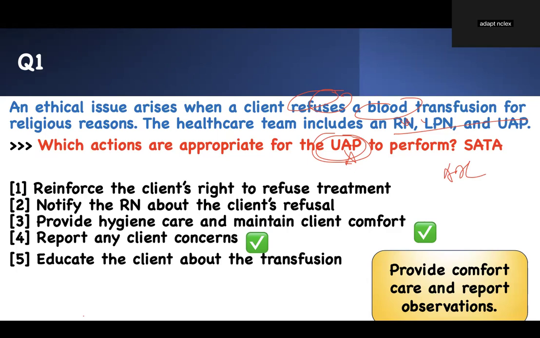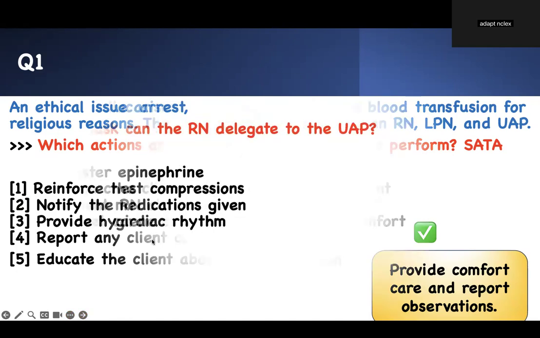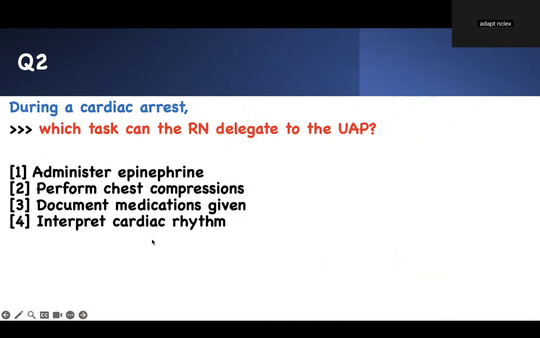So this is the key I want you to pay attention to. They can provide comfort and they can report observations, not making a clinical judgment. So this is the first question. For all of them, I want you to pause the video and put down your answer. Then listen to the way I approach it. This is the way I want you to approach every question.